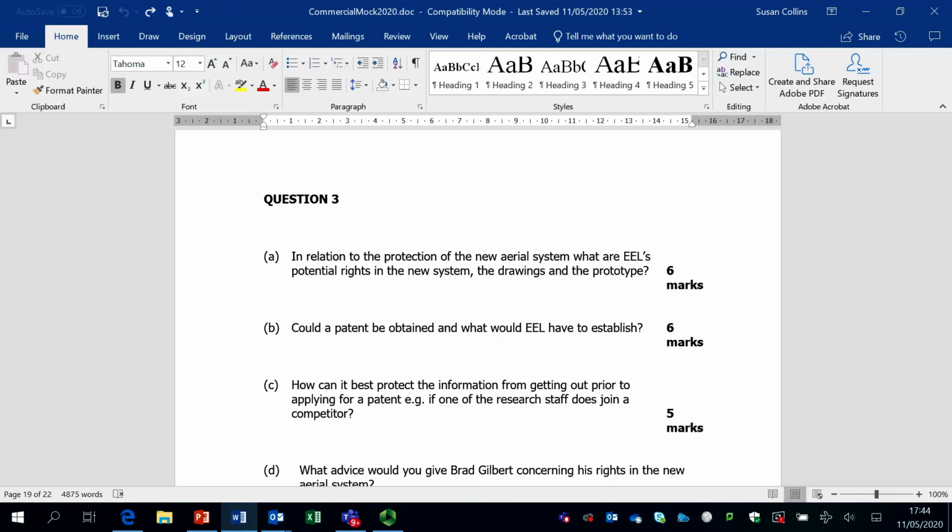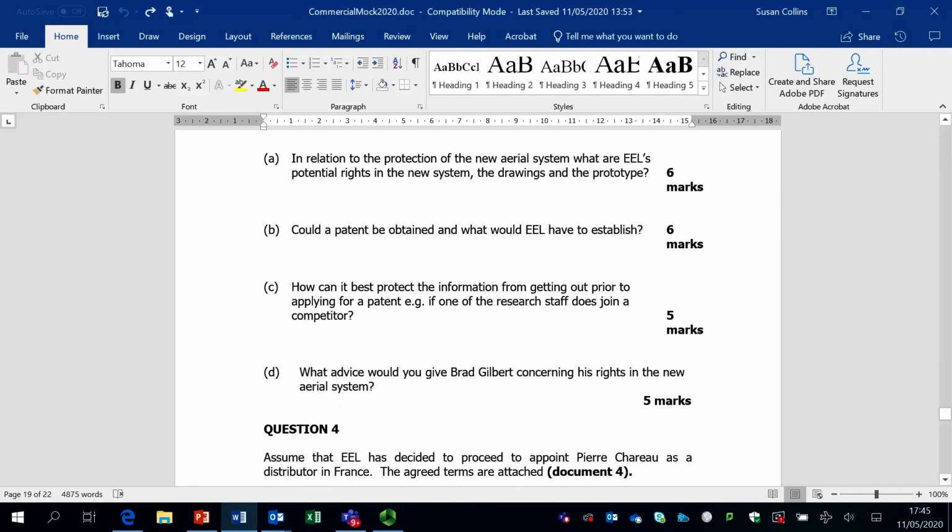Of course, it depends upon whether someone can reverse engineer the product from what they've seen in the road trial. But bearing in mind these days, even basic phones have cameras and can record things, it's quite likely that it would be an enabling disclosure. All right, so that is B.